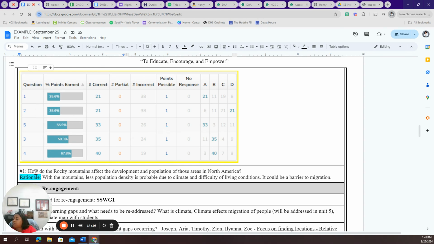We do a rationale for question number 1. The question is, how do the Rocky Mountains affect development of population of those areas in America? My rationale: with the mountains, less population density is probable due to the climate, difficulty with living conditions, and barrier to migration. These are things that I figure students probably do not understand, and that is why that was a distractor. Notice that the distractor here would have probably been C, and we also possibly could have looked at B as well.